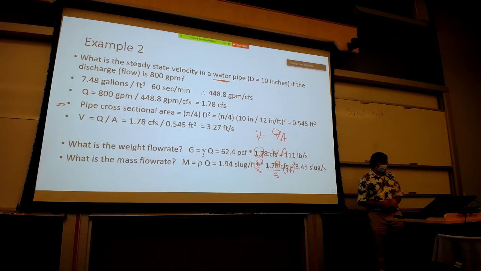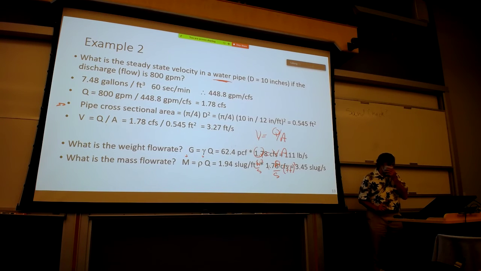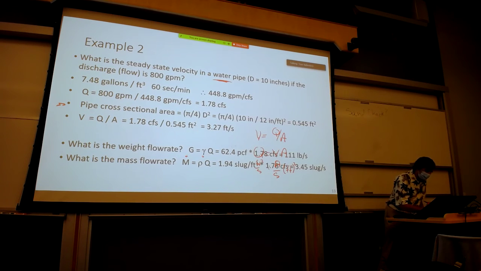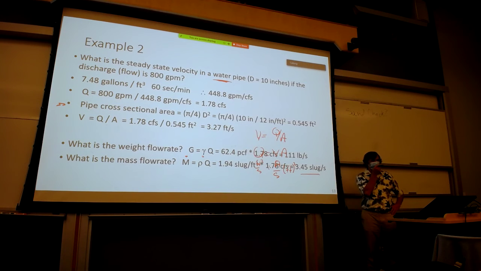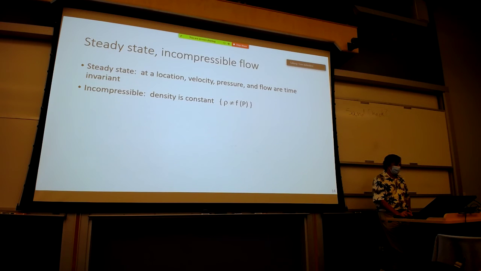And then if you were asked what the mass flow rate is, the mass flow rate, which should have a dot over it, is equal to rho Q. Rho in this case is the density of water, 1.94 slugs per cubic foot, times the discharge rate, 1.78 cubic feet per second, and that gives us 3.45 slugs per second. Again, that's all in our system of units, the British Gravitational System, BGS. So that's how we would look at it at one location in a system. In this case, the system was a pipe.